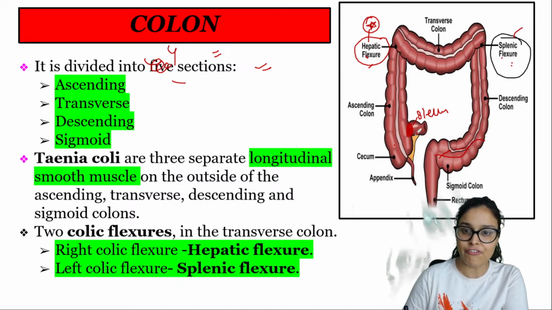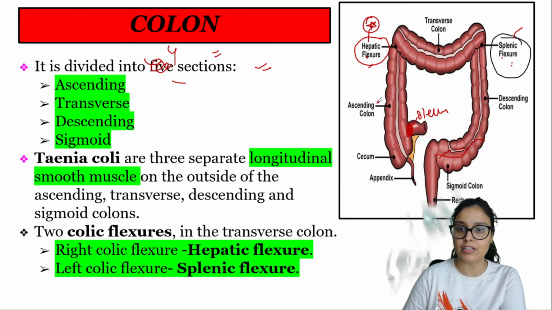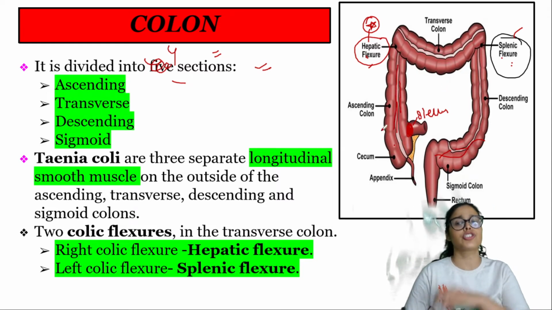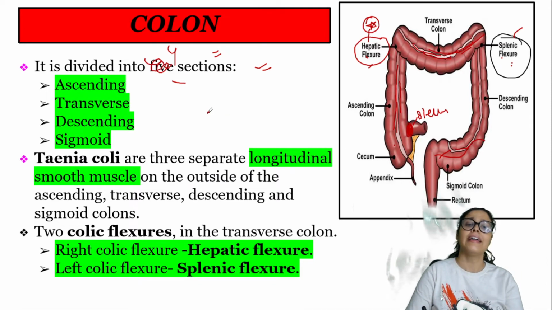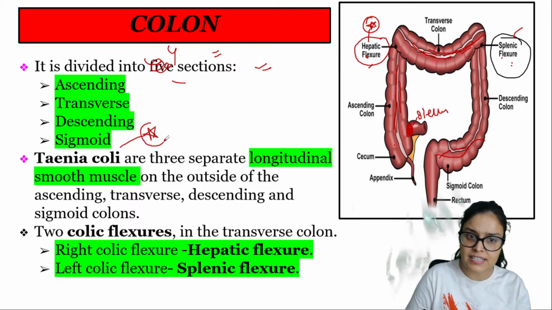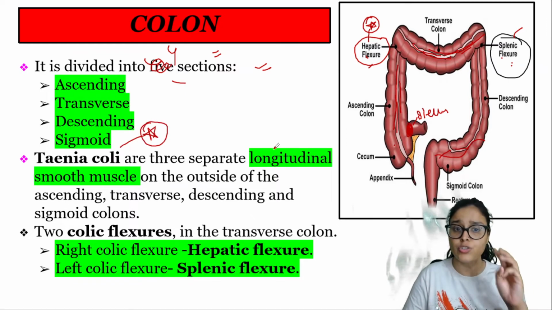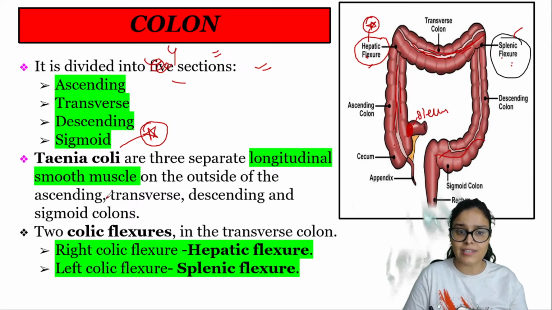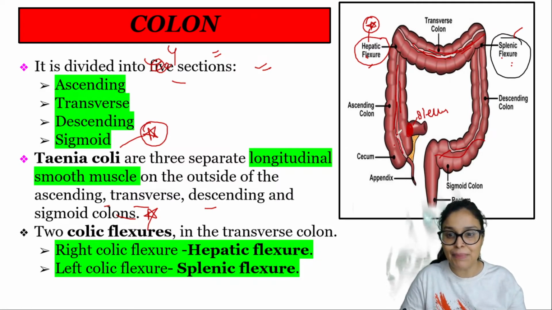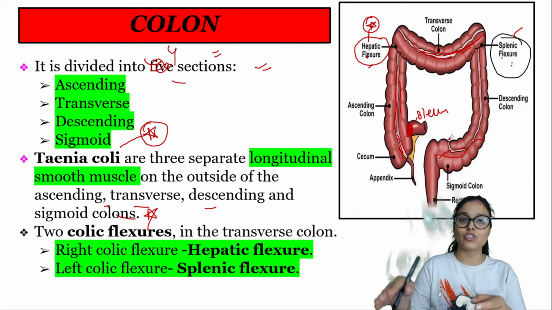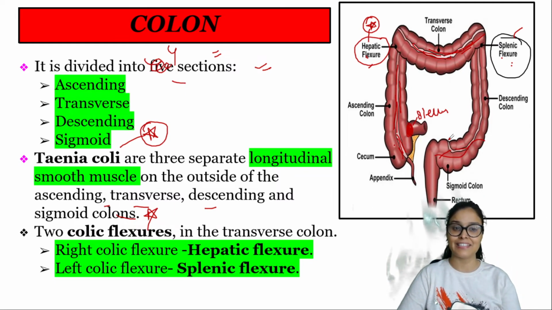So obviously if we see the outer structure of the colon, it will be having longitudinal muscle. On the outside there are 3 longitudinal muscles. You can see this light pink color, right? So this is actually the tinea coli, which is basically 3 separate longitudinal smooth muscles present on the outside of the ascending, transverse, descending and sigmoid colons. This light pink structure present outside, running throughout the colon, is basically the tinea coli.